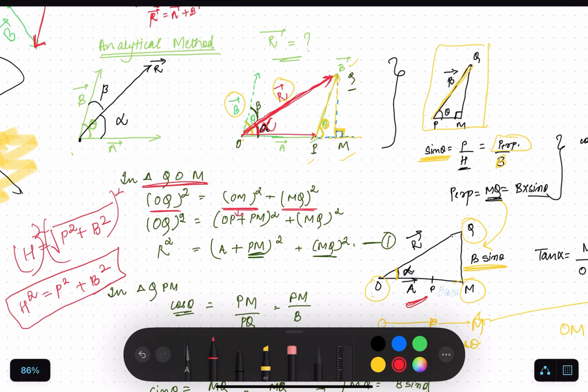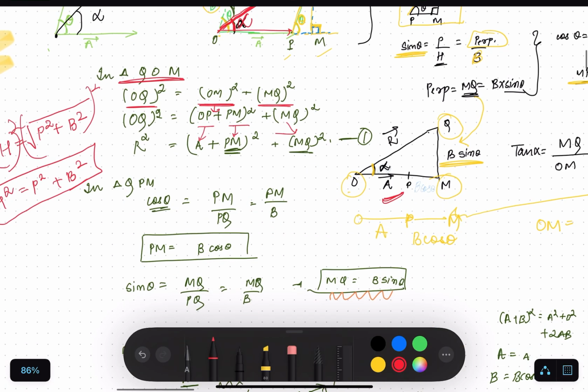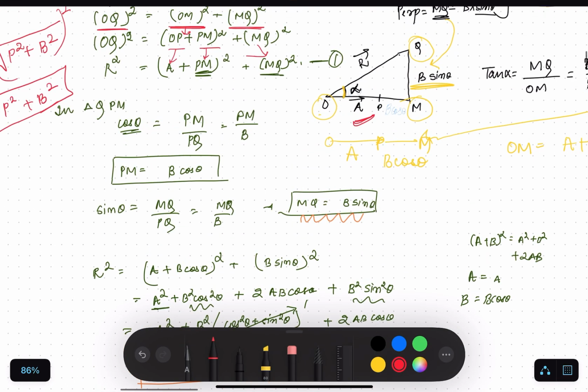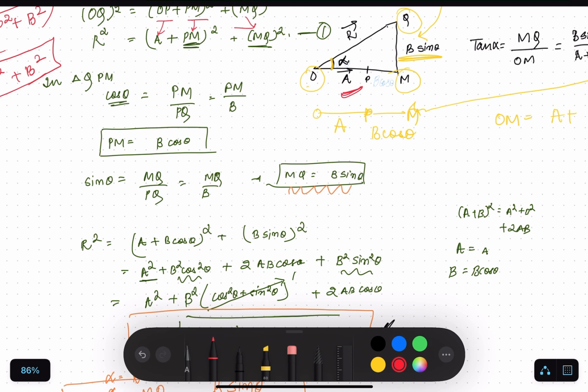OM I can divide into two parts, that is OP plus PM. I just said OP is equal to A, and PM equals PM, MQ equals MQ. Now we solved all of this, and I have put in the values, coming directly here because I showed PM is equal to B cos theta, MQ is equal to B sin theta. So my R square is equal to (A plus B cos theta) whole square plus (B sin theta) whole square.